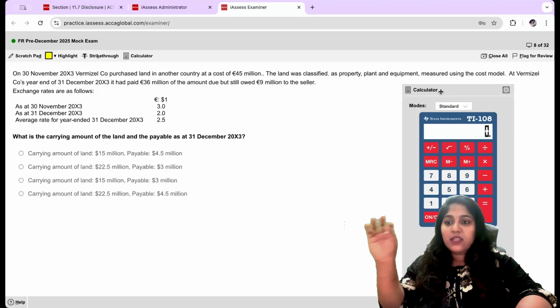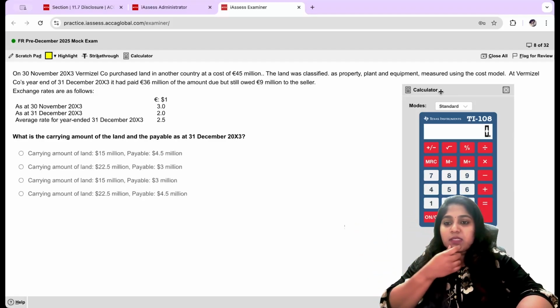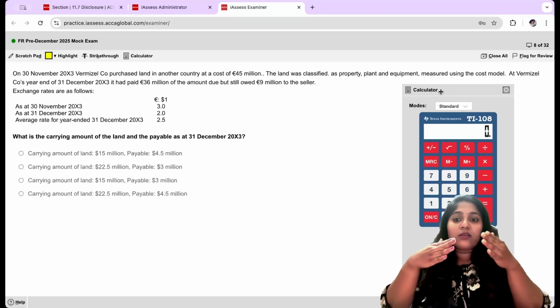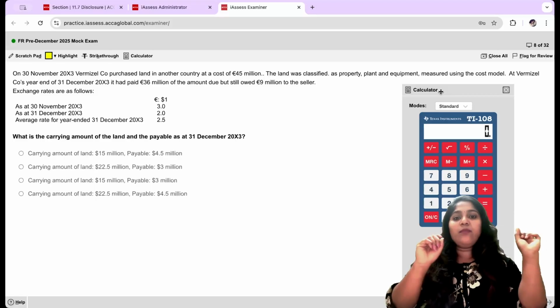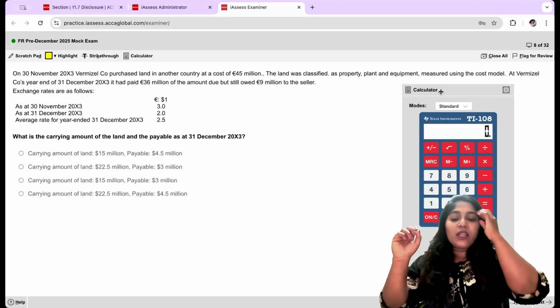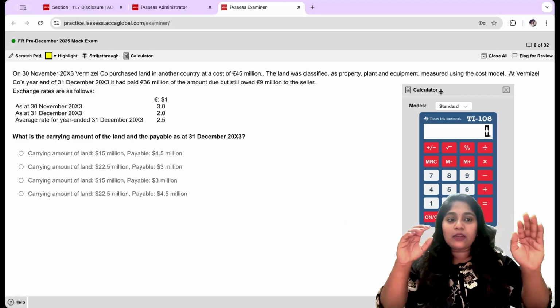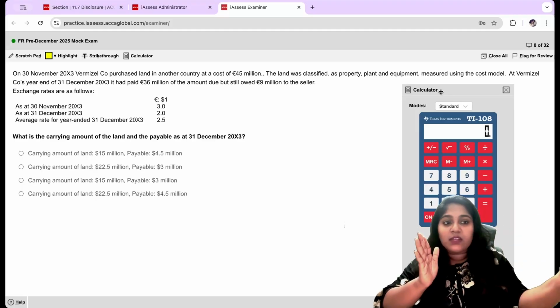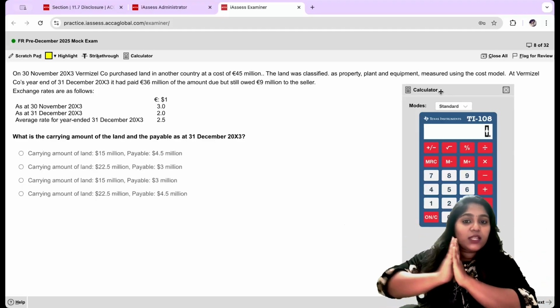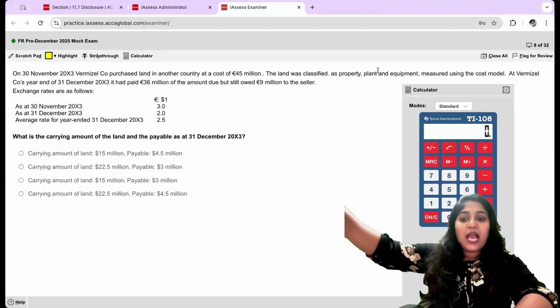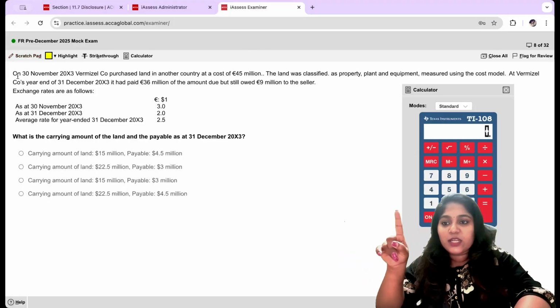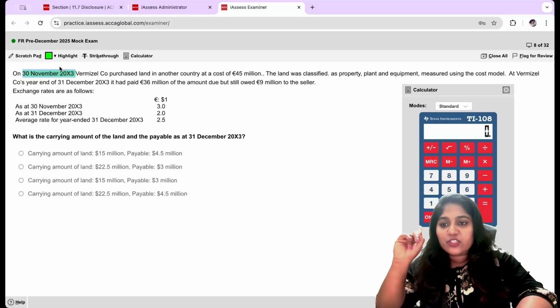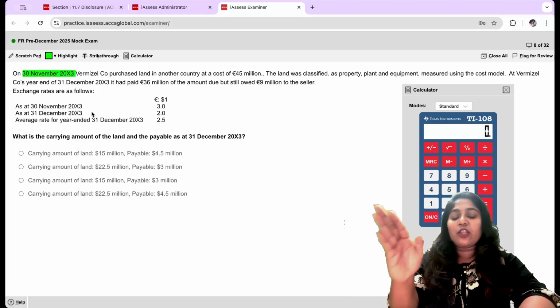At Vermizell company's year end 31st December X3, it had paid 36 million euros of the amount but still owed 9 million to the seller. Now everyone, you have to understand, it's a property, plant and equipment cost model. We are not even revaluing it. We don't touch the property, plant and equipment. I will keep the asset on the day of purchase. On the day of purchase, that was which date? 30th November X3.